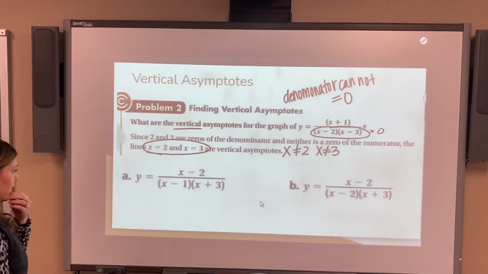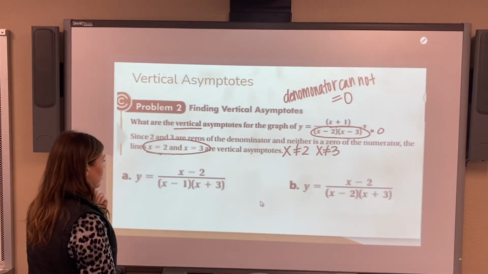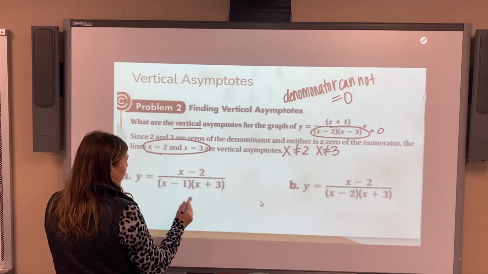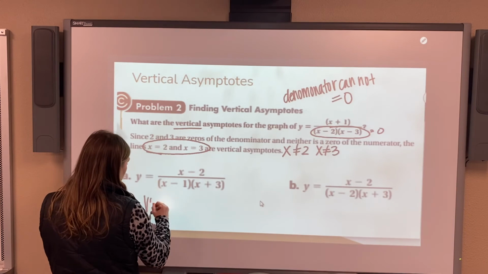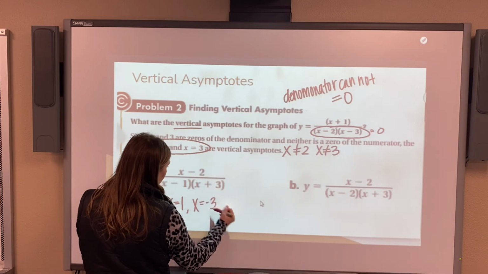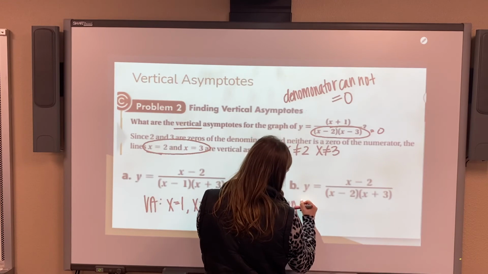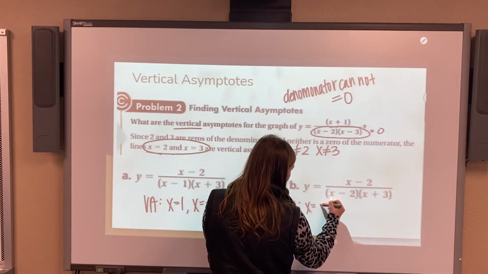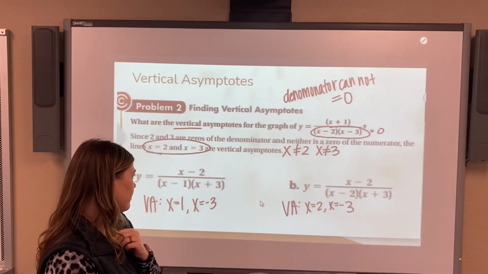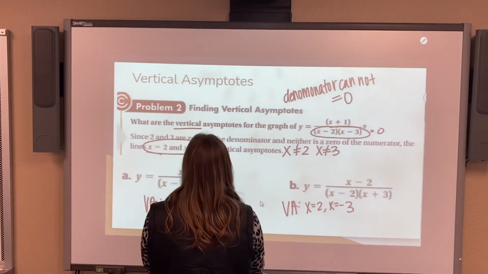They're not always going to be factored for you, so you may have to factor the denominator, and I should have done an example of that. So here we have x minus 1 and x plus 3. Here, our vertical asymptotes would be at x equals 1 and at x equals negative 3. For B, our vertical asymptotes would be x equals 2 and x equals negative 3. Okay, so when we graph those, there would be vertical asymptotes on those x values.